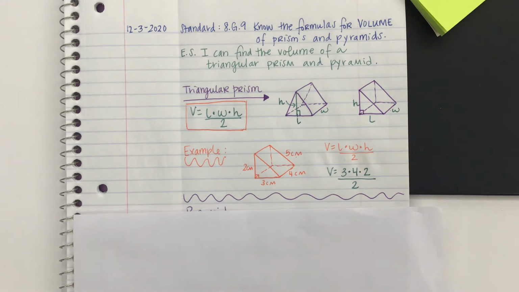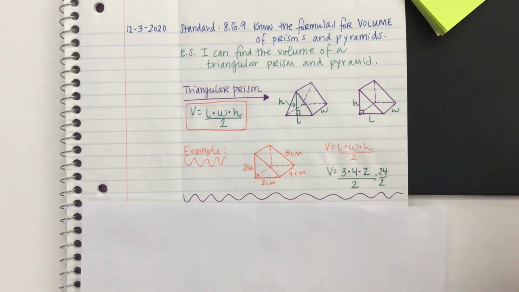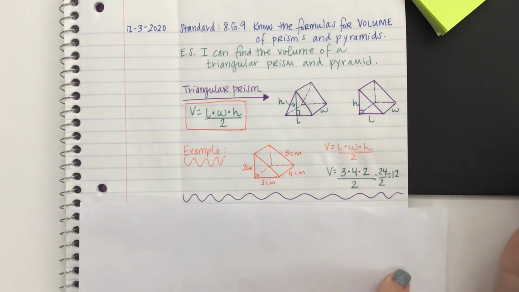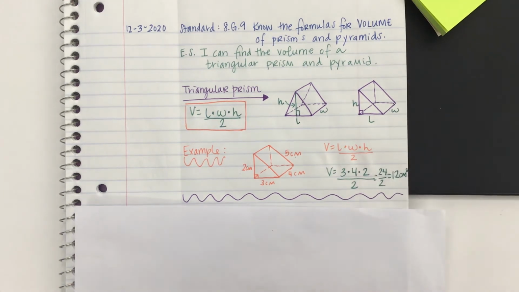So here we have 3 times 4 times 2, which is actually equal to 24, and then still divided by 2. So 24 divided by 2 is actually 12, but we're not done yet because we need to label centimeters cubed. I ran out of room right there, but you get the point, okay? So you always have to label volume, and volume is always labeled in cubic units. So whatever your units are, that's what your problem is labeled, okay? 12 centimeters cubed. Okay, moving on.